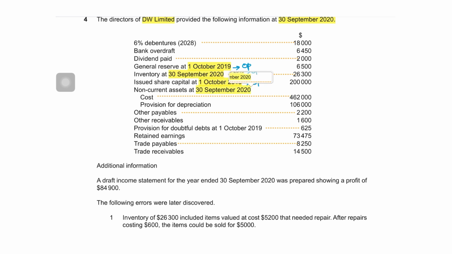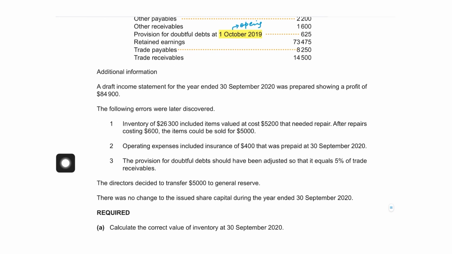Then non-current assets at 30th September 2020. This means that the closing figures are given to us related to non-current assets, its cost as well as its provision for depreciation. Then we have other payables, other receivables, provision for doubtful debts at 1st October 2019. So again opening, we might have to apply a percentage to find out the closing balance. Then we are also told the retained earnings, trade payables and trade receivables, right?